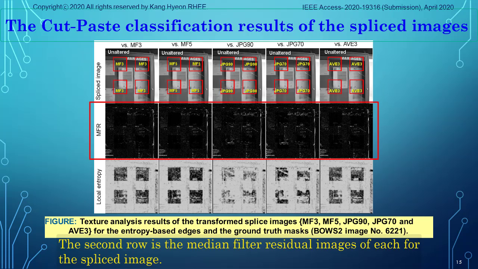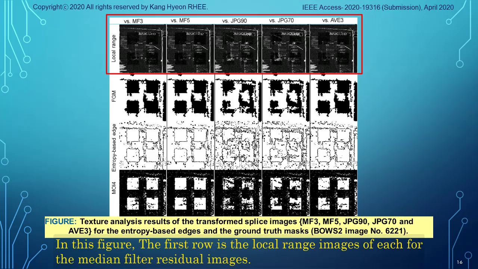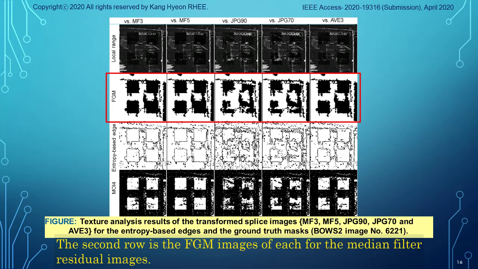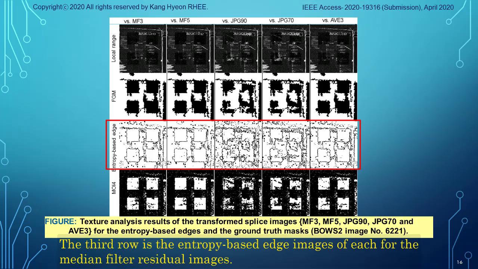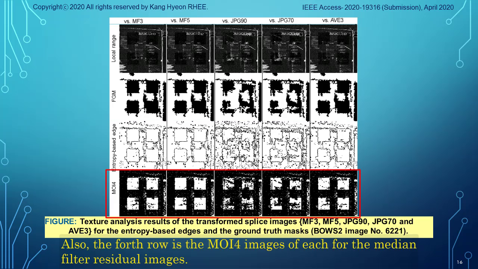The second row is the median filter residual images of each spliced image. Also the third row is the local entropy images of each of the median filter residual images. In this figure, the first row is the local range images of each of the median filter residual images. The second row is the FGM images of each. The third row is the entropy-based edge images of each. Also, the fourth row is the MOI4 images of each of the median filter residual images.